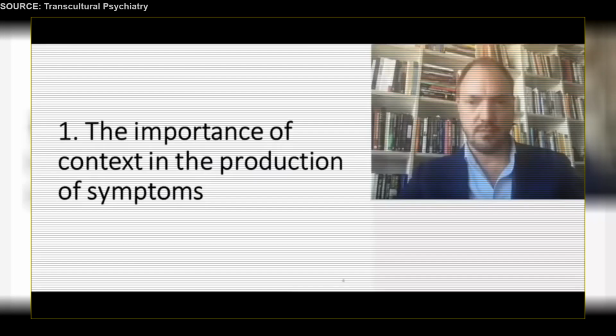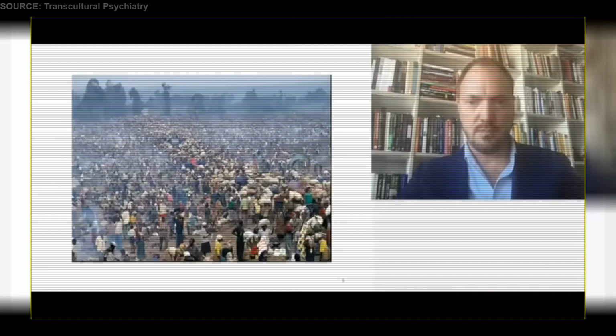That is the importance of context in actually the production of mental health conditions in emergencies. And I would like to start with 3 slides, 3 photos, to give you an idea. So I'll show you the first photo. Maybe some of you recognize the picture. It's quite an iconic image of massive displacement in the context of the Rwandan genocide.